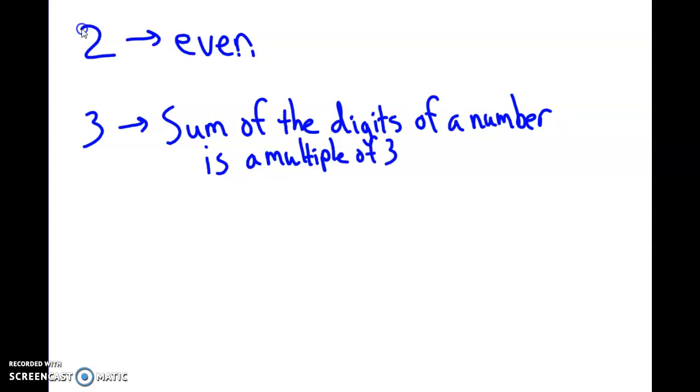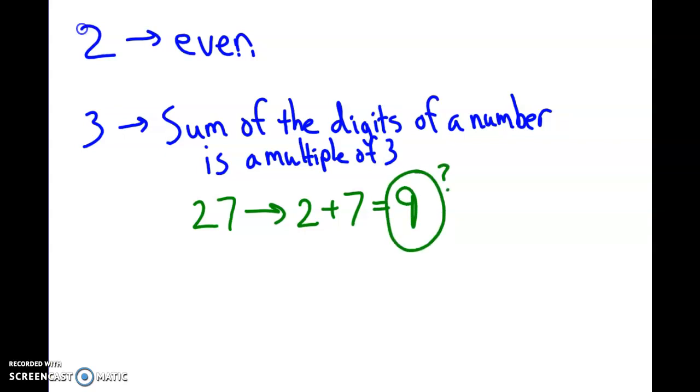This works out great for larger numbers, but let's use a simple number to highlight this example. Let's say we take something like 27. We know that 27 is a multiple of 3, but if we're unsure, you take those two digits, 2 and 7, add them together and see what you get. Now, this is the question: is this one a multiple of 3? And it is. 9 is a multiple of 3.